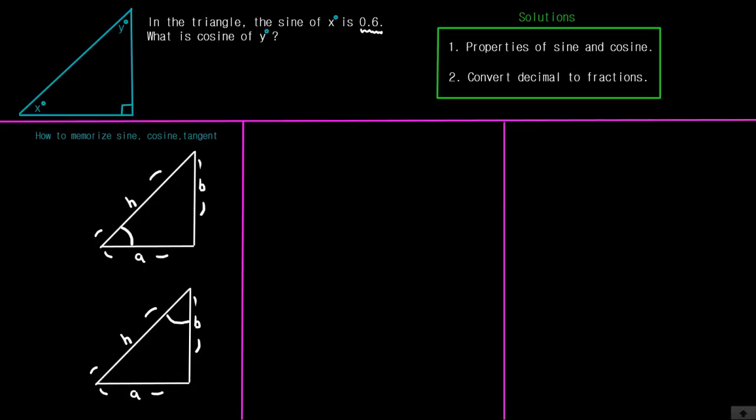So before we solve for this question, let's just review how to memorize sine and cosine and tangent. The way to memorize it is by using its first initial letters, which means for a cosine, we use C for it. And for sine, we use S for it. And for a tangent, we use T for it. And I'll start from the cosine.